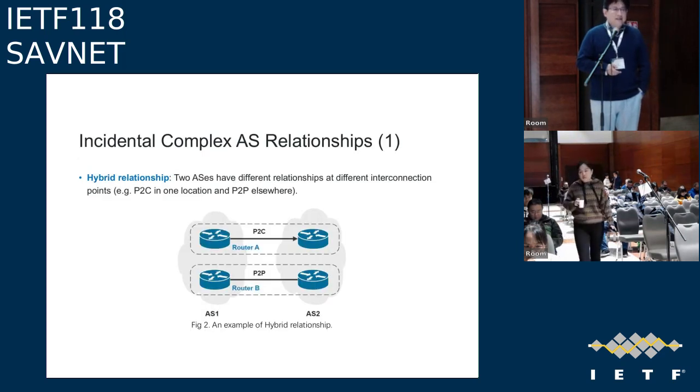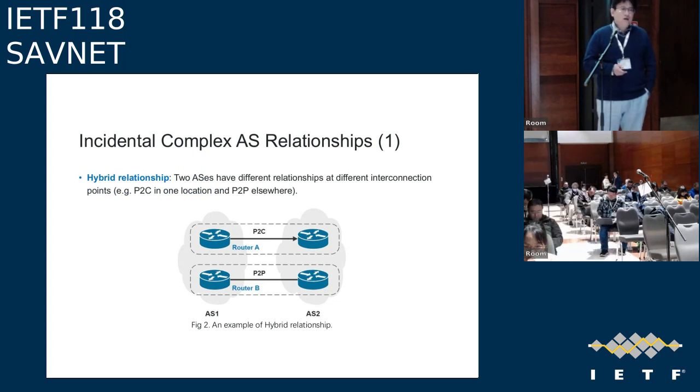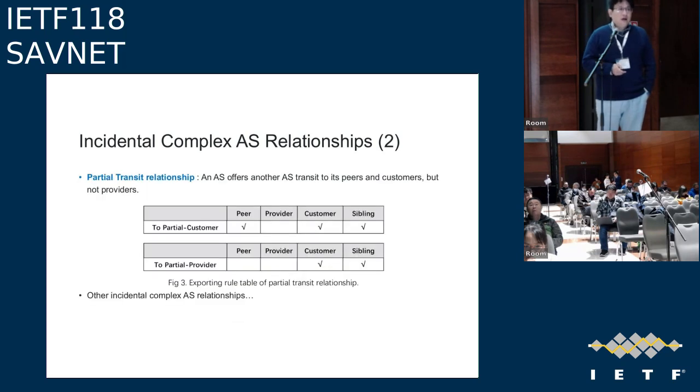There are some incidental complex AS relationships. For example, hybrid relationships: two ASes have different relationships at different interconnection points. Or partial transit relationships: an AS offers another AS transit to its peers and customers, but not providers.